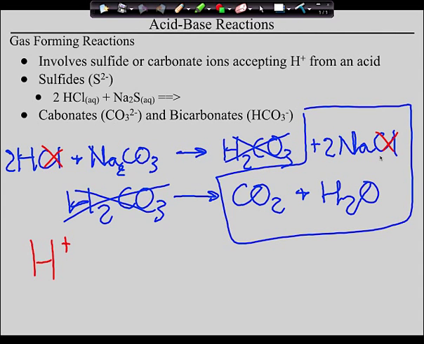Does sodium ion do chemistry? It starts dissolved in water. Sodium carbonate dissolves in water. It starts dissolved in water. It ends up dissolved in water.